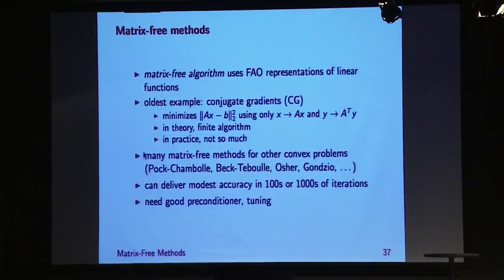Now, there are matrix-free methods for other problems, right? Actually, Pock-Chambolle, which probably many people here would know about, Beck-Teboulle, Stan Osher actually did a lot of the original, some early image stuff, right? Someone named Jacek Gondzio has done these kinds of things. And the idea is that they'll deliver modest accuracy in hundreds to thousands of iterations. That's kind of the idea. You don't expect a matrix-free method to be as reliable as a matrix method. And you certainly don't expect it to give you high accuracy, right? But it turns out that's actually okay. Now, unfortunately, most of these things need a good preconditioner and tuning. They do need to be tuned, unfortunately. And in fact, that's something I'm going to come back to in a bit.